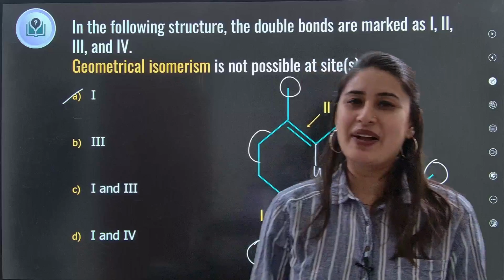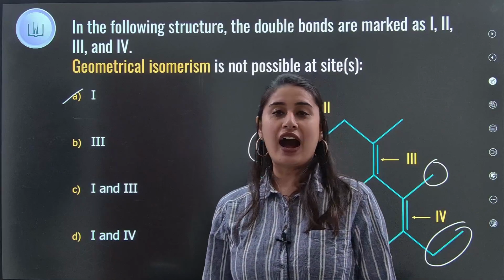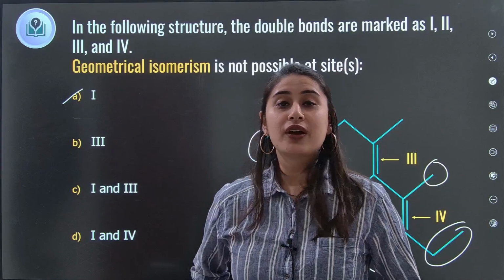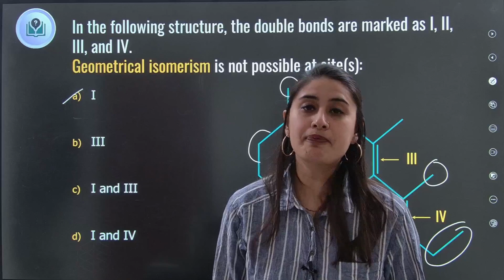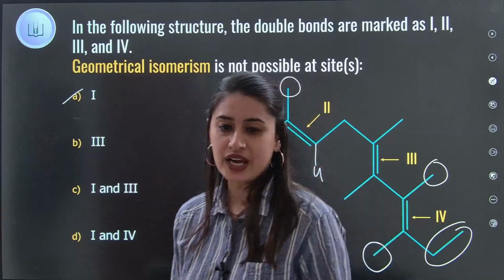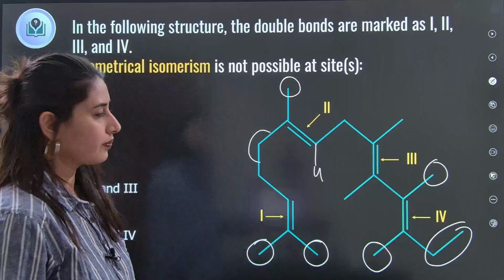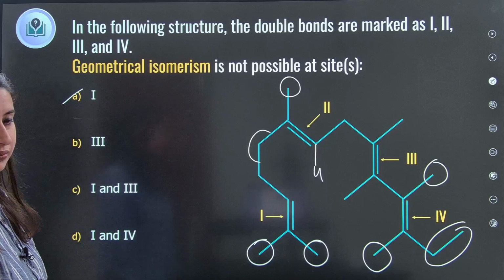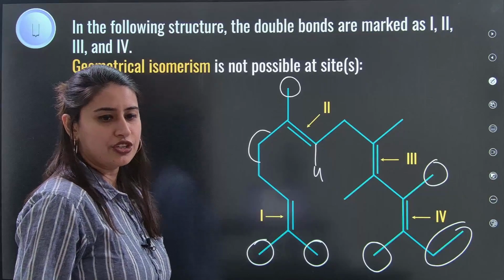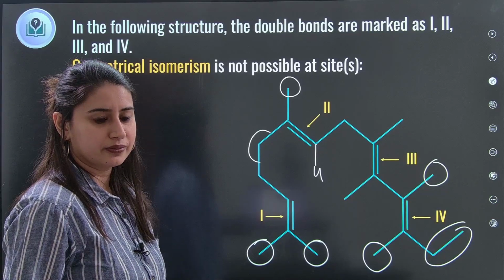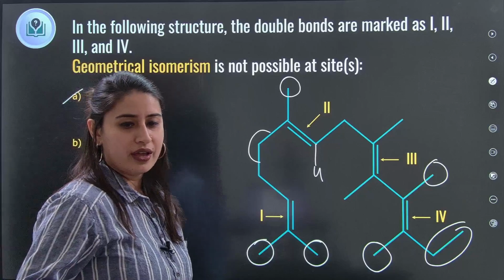Okay. Please do let me know in the chat how many of the geometrical isomers are possible here. How many GIs are possible? Let me know in the comments.